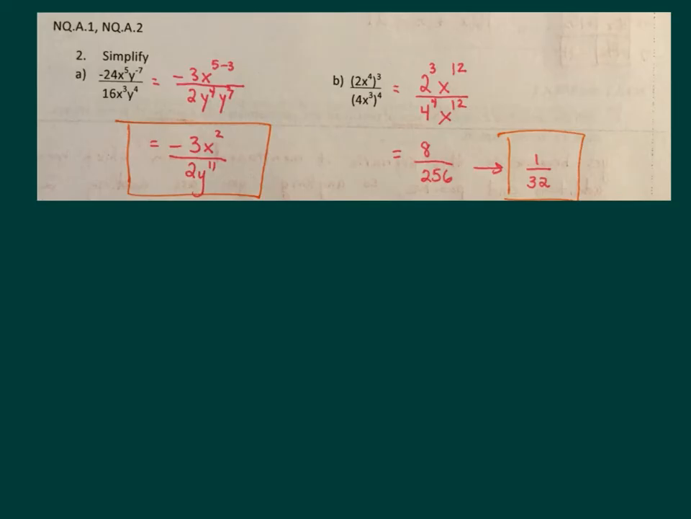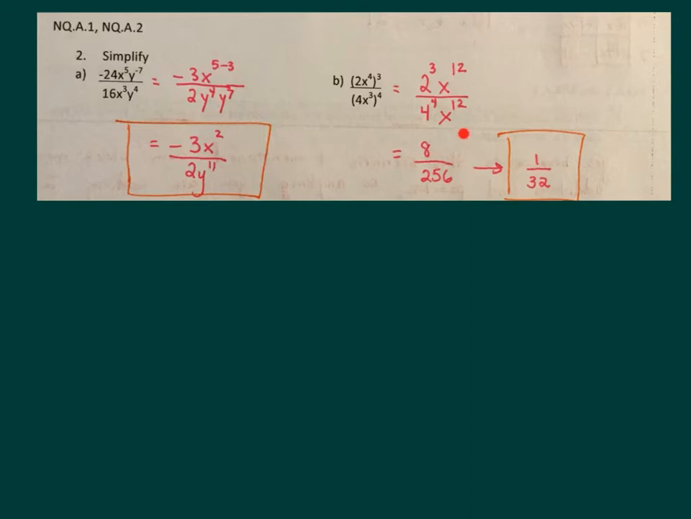Number 2 had 2 parts, and we are simplifying. This is where we're using those laws of exponents. I showed you my first step here. I simplified negative 24 over 16 by dividing them both by 8, and I got a negative 3 on top and a 2 on bottom. With my x's, I needed to subtract and leave it at the top, and I moved that y to the 7th to the bottom to become positive. My negative 3 and 2 stay in the same places because they're not going anywhere. 5 minus 3 is 2, and then I add these since they're both on the bottom part, and I got y to the 11th power.